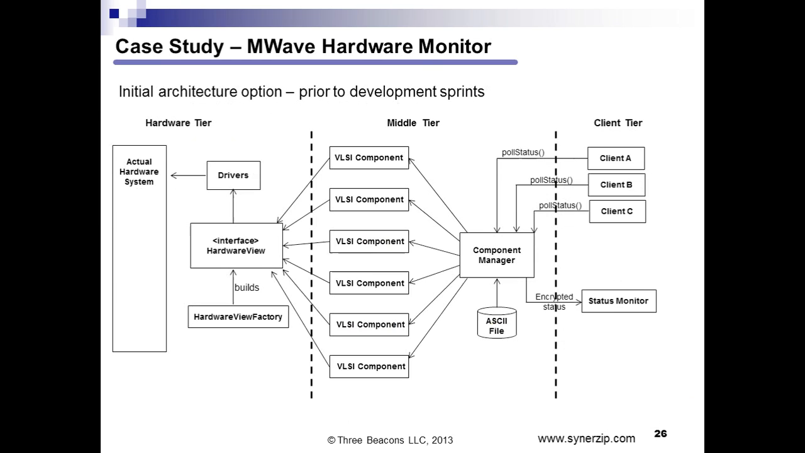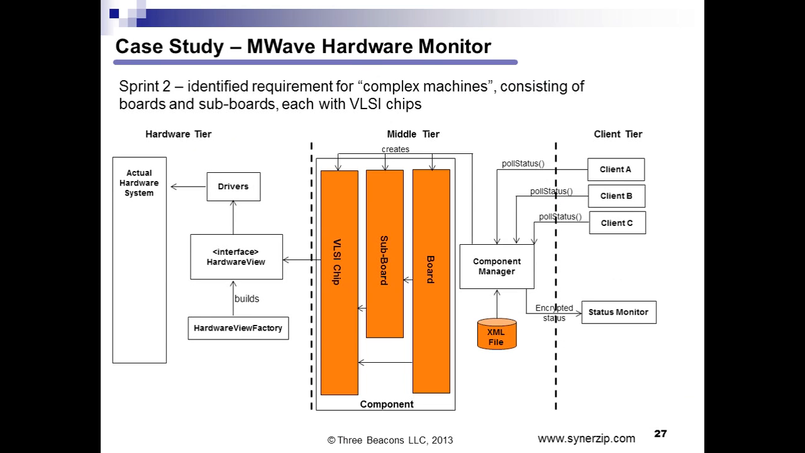Now, what the team found as they got into Sprint 2, they realized that there was an additional requirement for support of what's called complex machines. So a transceiver is not just a collection of VLSI chips. Oh, wouldn't our world be so much better if it was that simple? The transceiver can actually have boards, and the boards can have subboards, and each board and the subboard can have VLSI chips. So their architecture evolved, especially in the middle tier, to account for boards, subboards, and the VLSI chips.